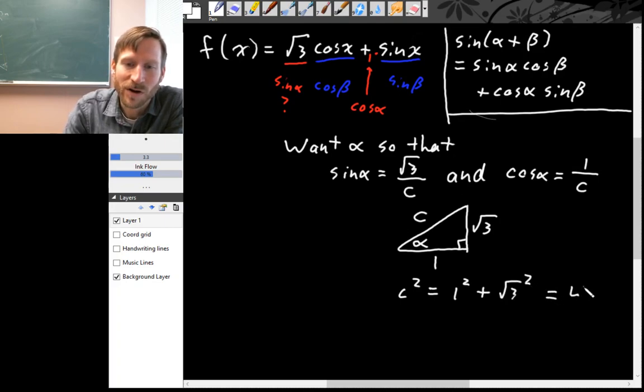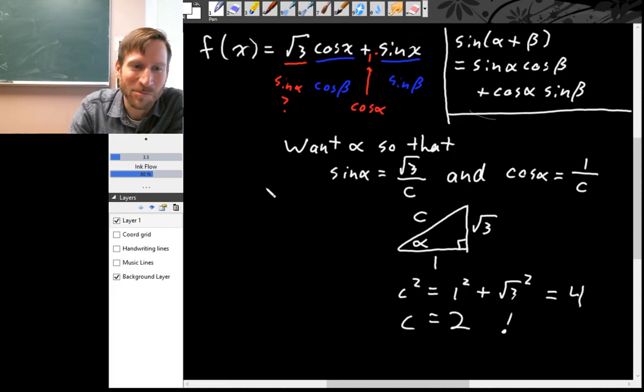So that's all 4. And so c must be 2. So the thing that we want sitting below this square root of 3 and below this 1 is 2. But how do we make it happen? How do we make the 2 appear there?